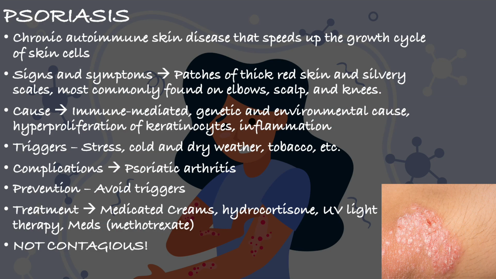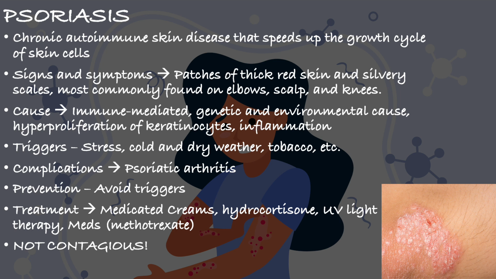The next one is psoriasis. So psoriasis, kind of common, not common. You might have seen a commercial on TV or elsewhere, and this is really a chronic autoimmune skin disease that speeds up the growth cycle of skin cells. So you have a lot of cell turnover.